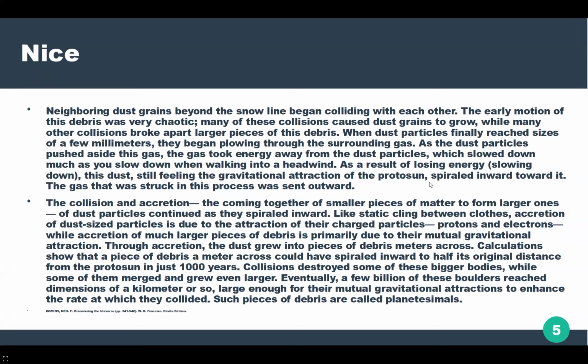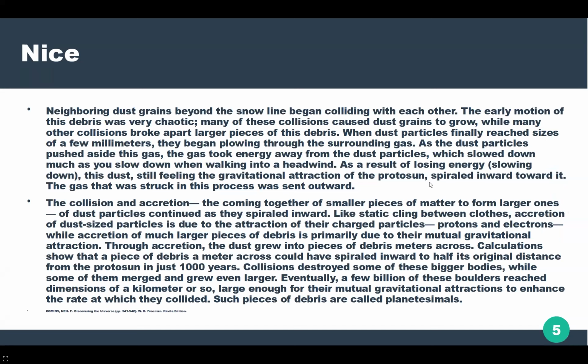The collision and accretion, the coming together of smaller pieces of matter to form larger ones, continued as they spiraled inwards. Like static cling, accretion of dust-sized particles is due to the attraction of their charged particles, protons and electrons, while accretion of much larger pieces of debris is primarily due to their mutual gravitational attraction. Through accretion, the dust grew into pieces of debris meters across. Calculations show that pieces of debris a meter across could have spiraled inward to half of their original distance from the protosun in just 1,000 years.